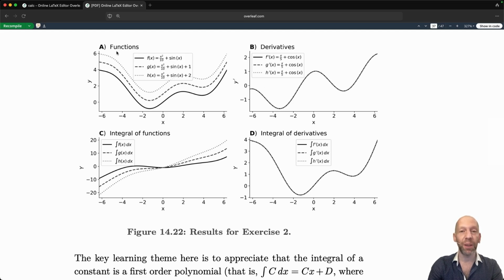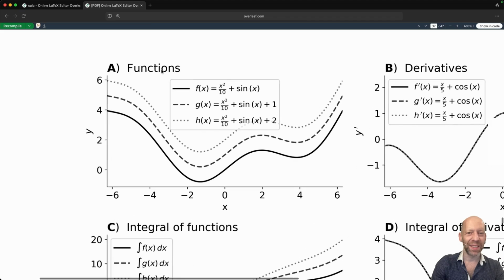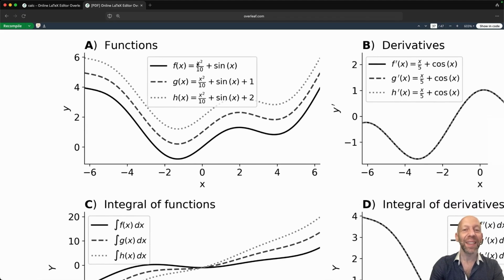Okay, so what do we see here? Here we see three functions in panel A. Let me zoom in here. Here you can see these are all identical functions except for an added constant. So this has x squared over 10 plus sine of x plus 0, plus 1, and plus 2. Otherwise, the x terms are the same. So these three functions all share the same x terms, and they differ only by a shift on the y-axis. So that is this constant that's added here.